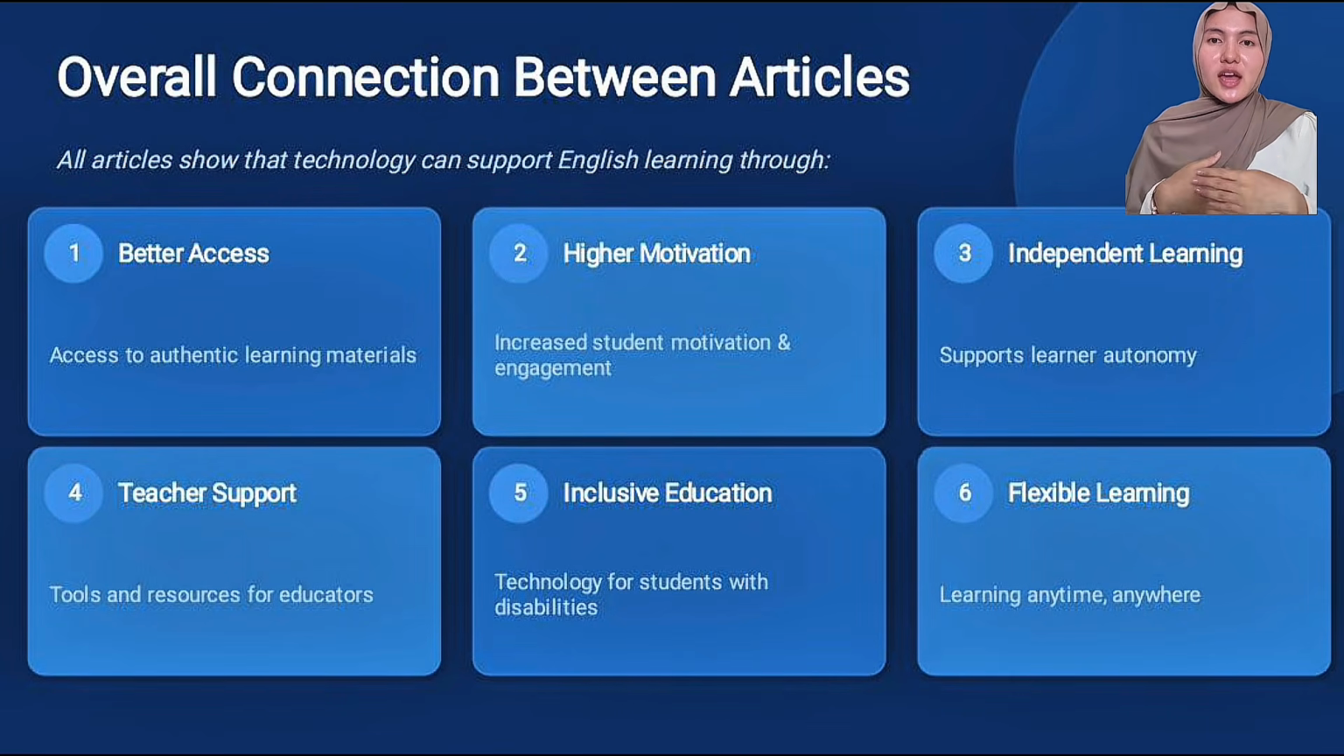Based on the articles, there are many benefits of technology in English learning. Technology can provide authentic materials, increase students' motivation, improve interaction, and support flexible learning. And technology can also help students learn independently. It can improve skills such as listening, reading, speaking, and vocabulary. Another important benefit is that technology can support students with special needs, so English learning becomes more inclusive.